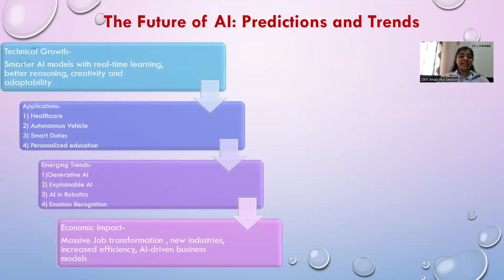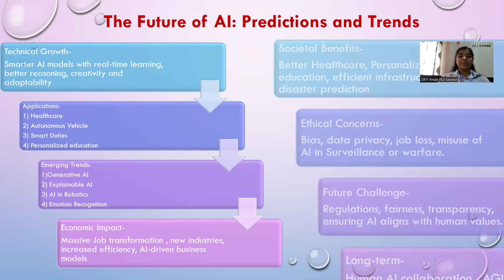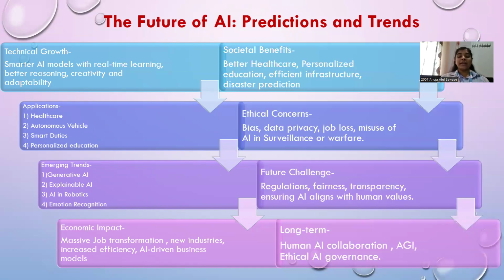The future of AI is technical growth: smarter AI models with real-time learning, better reasoning, creativity, and adaptability. Applications are healthcare, autonomous vehicles, smart cities, and personalized education. Emerging trends are generative AI, explainable AI, AI in robotics, and emotion recognition. Economic impact: massive job transformation, new industries, increased efficiency, and AI-driven business models. Societal benefits: better healthcare, personalized education, efficient infrastructure, and disaster prediction.